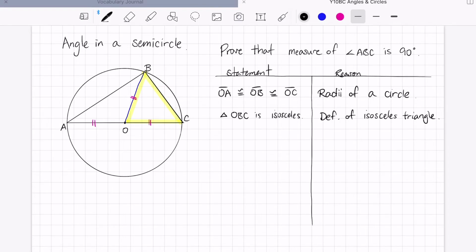Because it's an isosceles triangle, I know that the angle OCB here and OBC are also congruent. So these are the same. It's congruent to angle OCB. That's because it's an isosceles triangle. So for reasoning, I would put maybe a property of an isosceles triangle.